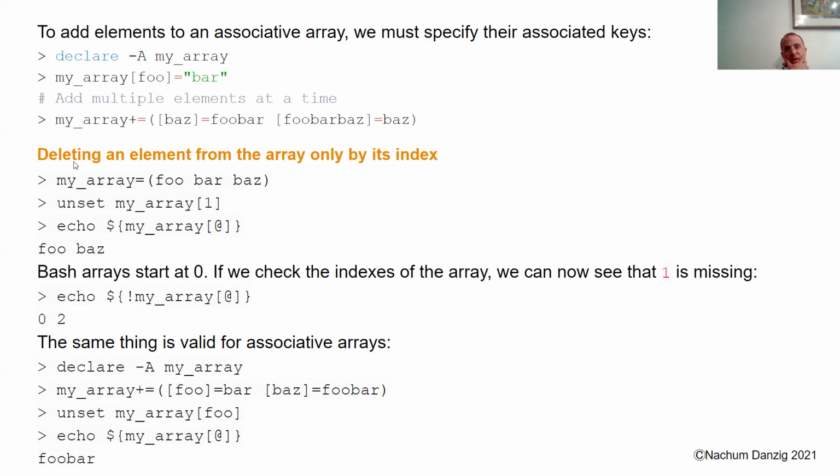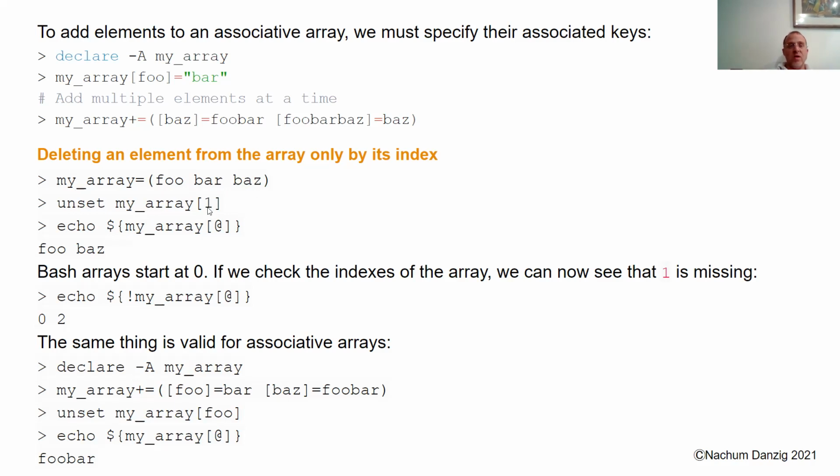Deleting an element from an array is done only by its index. So how can I delete an element? I can delete it if I know the index number. I can say unset. We saw unset before when we were looking at variables. Now we're unsetting a variable essentially. Unset my array at location 0. Now here's something interesting. When I print it, I'm going to get just foo and bars because I got rid of bar.